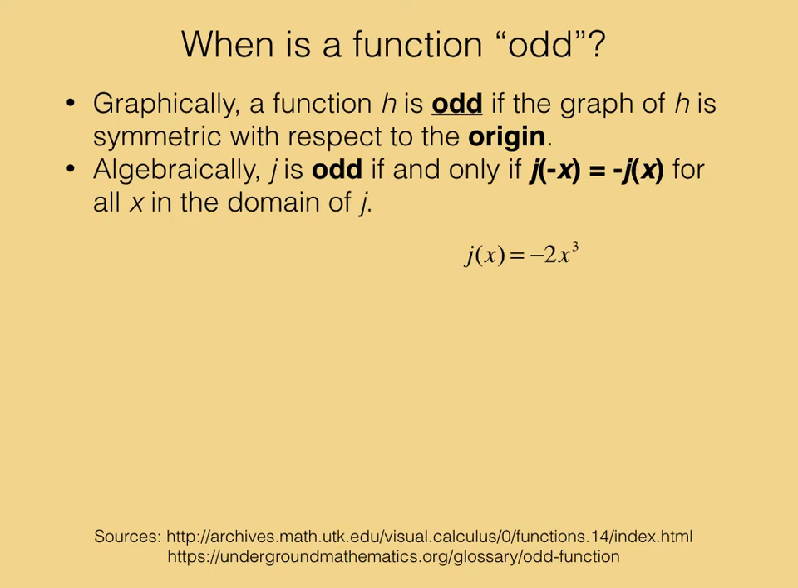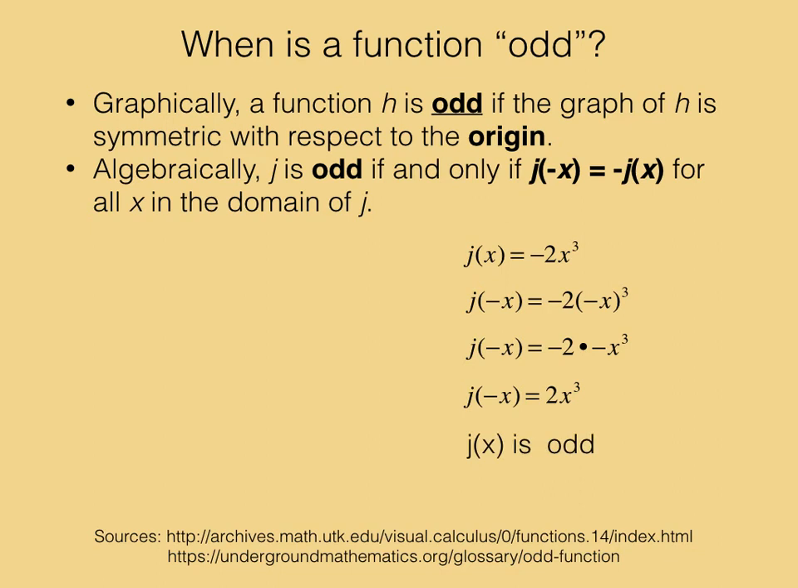Let's substitute negative x in place of x. Now let's consider negative x, quantity cubed. That would be negative x times negative x times negative x. That would be negative x cubed. And when I multiply two negatives, I get a positive. You will notice that my result is the opposite of what I started with. Therefore, we can state with confidence that j of x is odd.